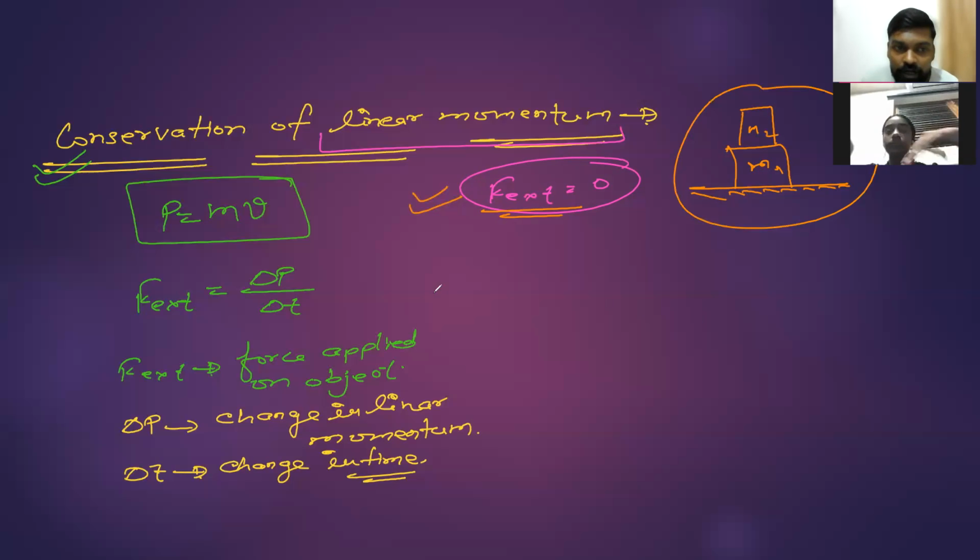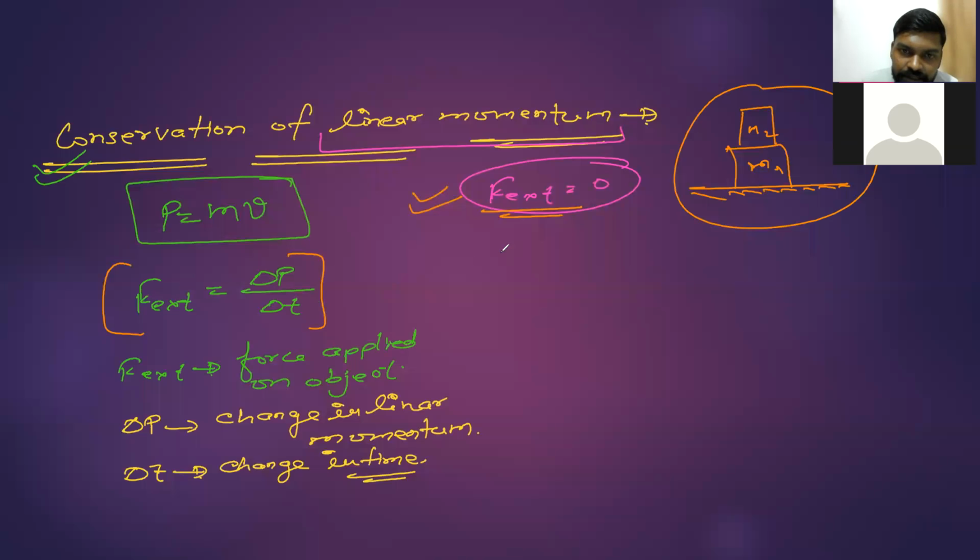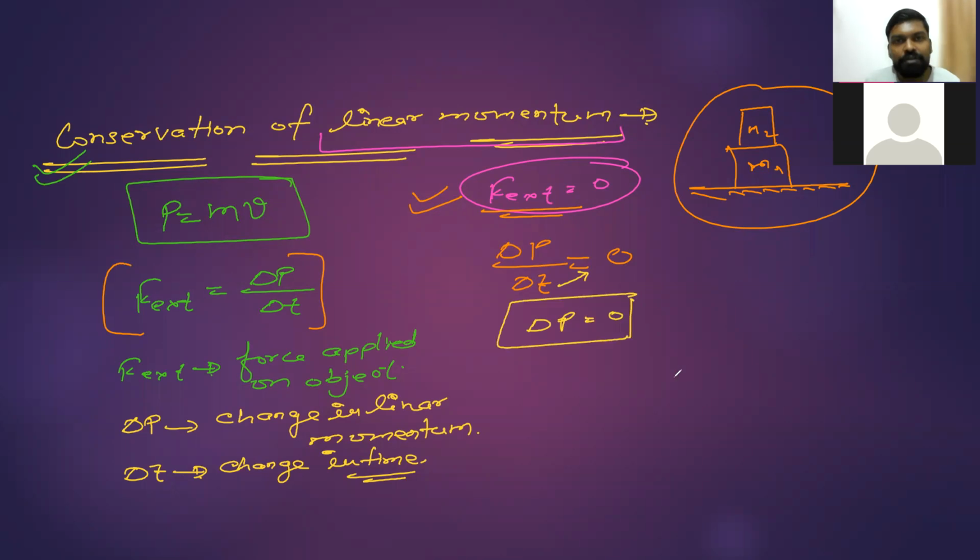Now if the net external force on any object, particle, or system is zero, so F external is zero. By this equation, delta P divided by delta T must be equal to zero. And if delta P upon delta T is zero, then delta P will be equal to zero. What is the meaning of delta P equal to zero? It means the change in linear momentum is zero.